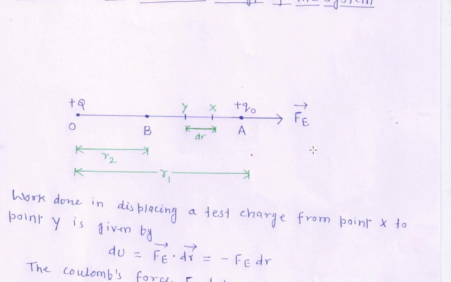Now, to find the expression for potential energy, we will consider a situation in which a charge plus Q is placed at the point O. So there is an electric field around it. Consider two points A and B in the electric field at distances R1 and R2 respectively. Consider a small test charge placed at the point A.